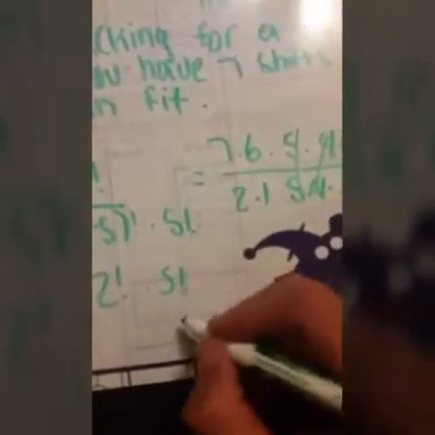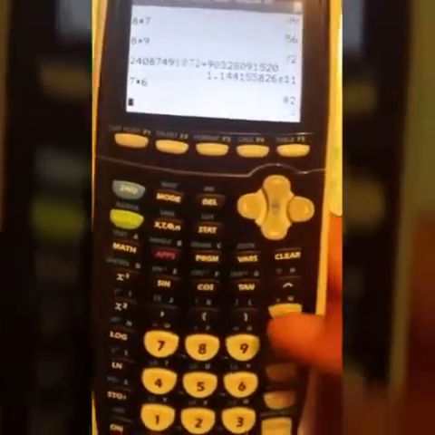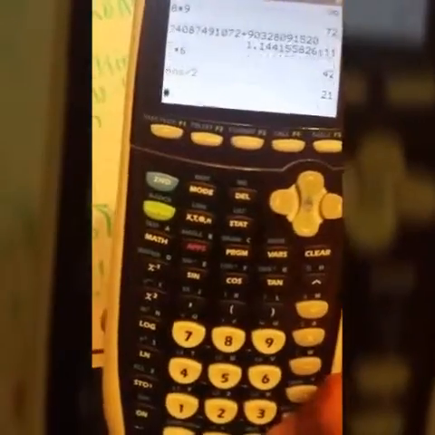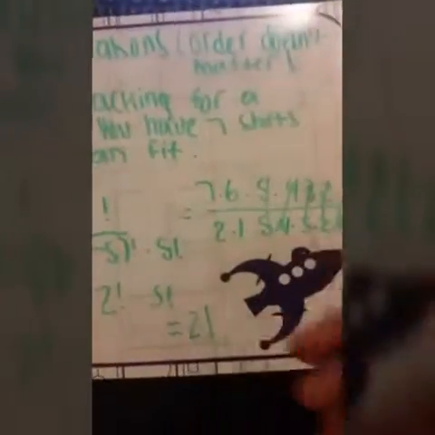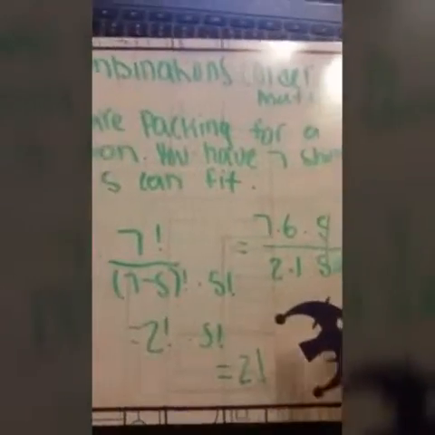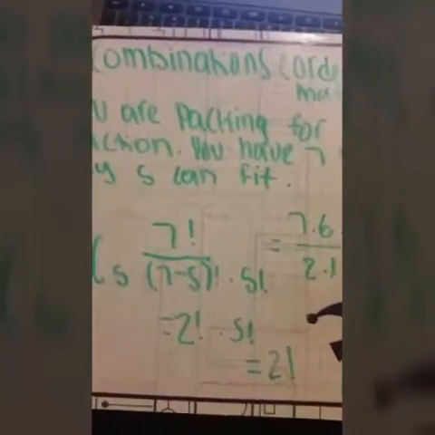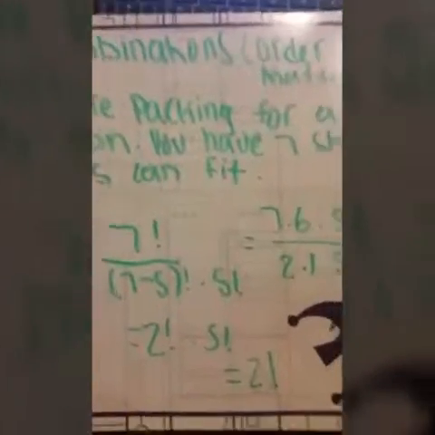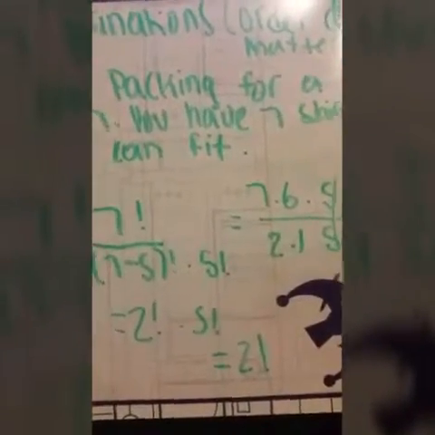And that will equal 7 times 6 divided by 2. And there goes your answer, 21. So there's 21 different ways that he can fit his 5 shirts inside his suitcase. Now, for combinations, it wouldn't matter which 5 shirts, because it all equals out to one group of 5 shirts.